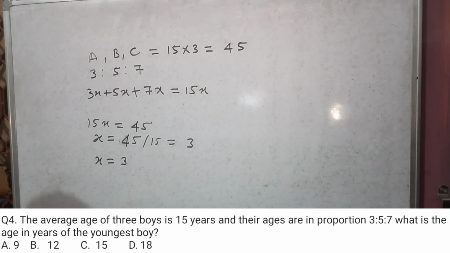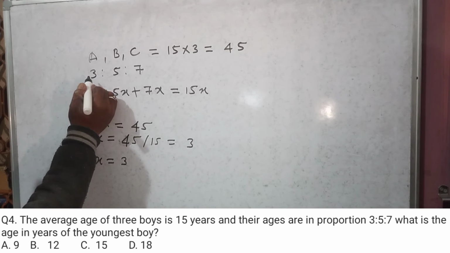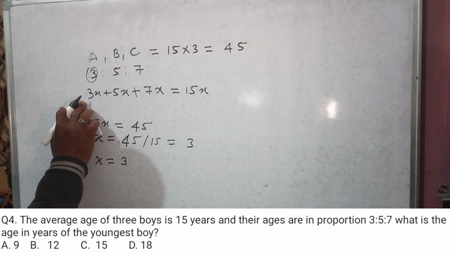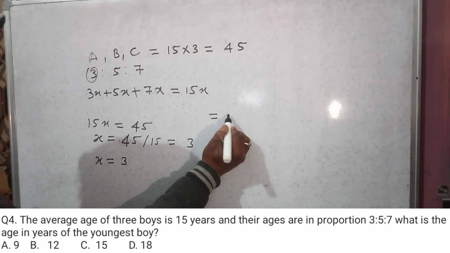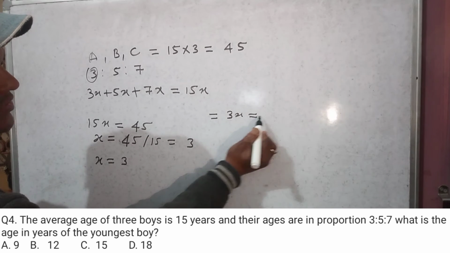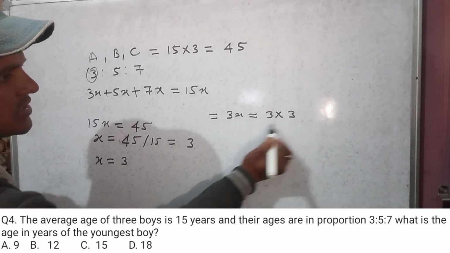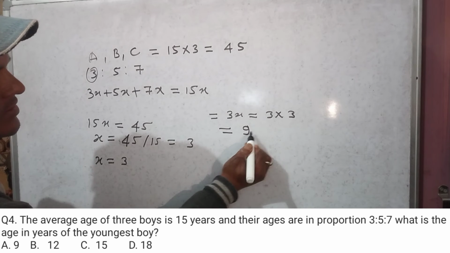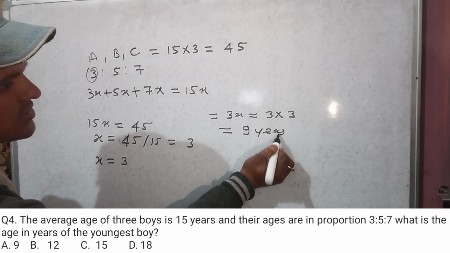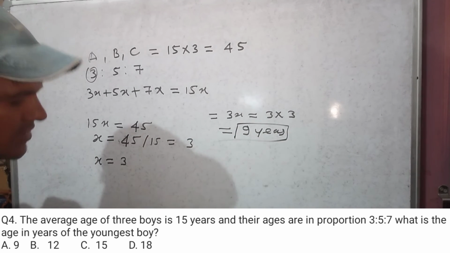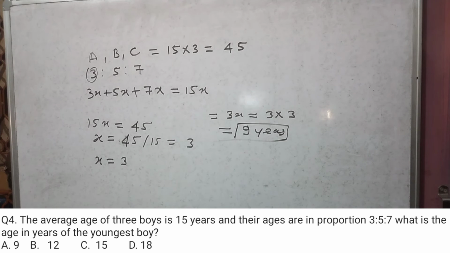We need to know the youngest boy. What is the age in years of the youngest? Youngest means 3x. So 3x is equal to 3 into 3, which is 9 years. Youngest boy is 9 years old. Option A is the correct answer.